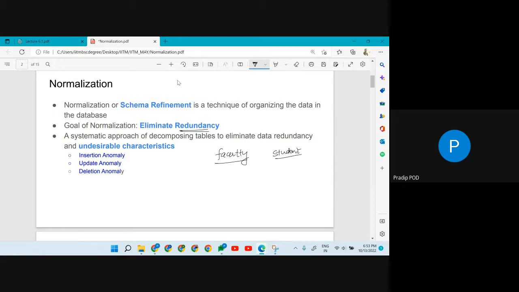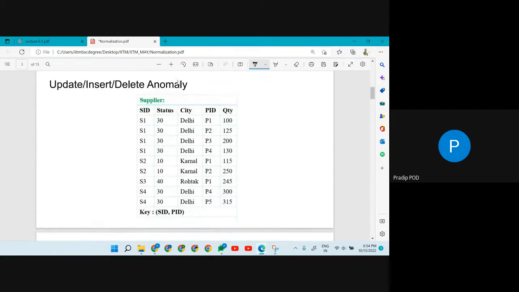Normalization is a systematic technique to remove data redundancy or undesirable characteristics. So what are the undesirable characteristics? They are the insertion anomaly, update anomaly, and deletion anomaly. Because the data is present in one table, these undesirable characteristics may be possible. So we will discuss one by one what is insertion anomaly, what is update anomaly, and what is deletion anomaly, right? First we will discuss the update anomaly, right?